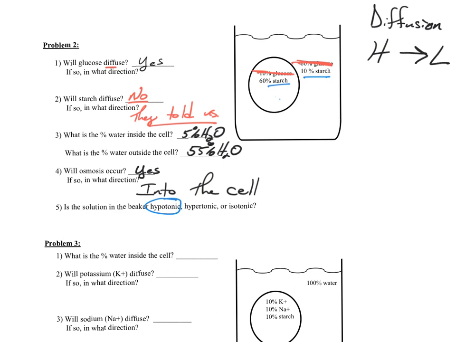By the way, what does that tell you? Every time it's hypotonic, where's the water going to move? Inside. Into the cell. Every time it's hypertonic, where's the water going to move? Outside. You see? In isotonic, the water won't move at all. Yeah, question?